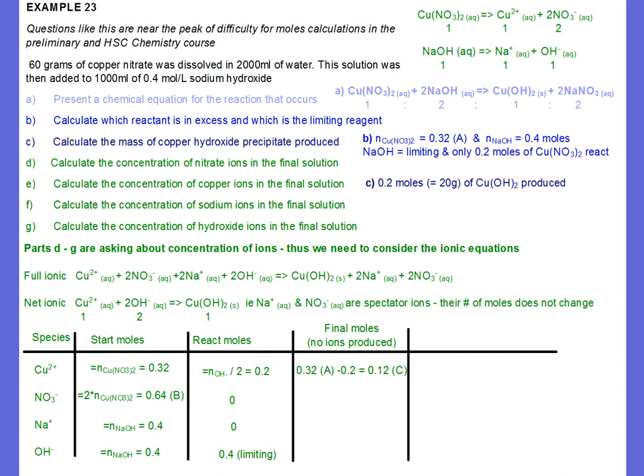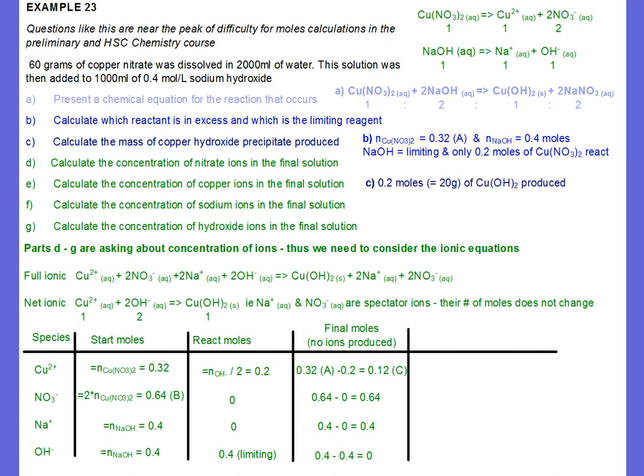So our final moles is going to be the starting moles, take away the reacting moles. In our ionic equation, we're not actually producing any ions. All the ions are there, so nothing's being produced. So how many moles of copper do we have left? It's 0.32 take away 0.2, which gives me 0.12. Once again, saved in my calculator as C. For the spectator ions, it's just however many we started with because we're reacting none, so it's just 0.64 and 0.4. And for our sodium hydroxide, our limiting reagent, it's 0.4 take away 0.4. There are no moles left in solution. All the hydroxide ions are trapped inside the copper hydroxide precipitate.